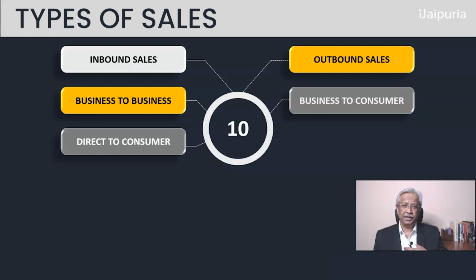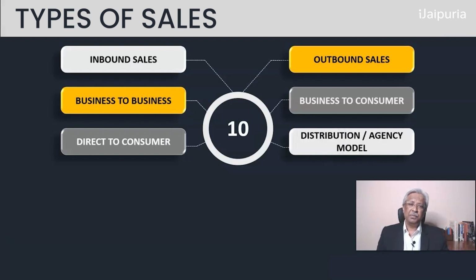The third one is direct to consumer. Now, I produce something and I do not use mediators like distributors or dealers, and directly sell the material to my end consumer. So this is another method through which products are being sold these days. A classic example is Mama Earth, a skincare brand, which is sold this way. So direct to consumer. This is one.